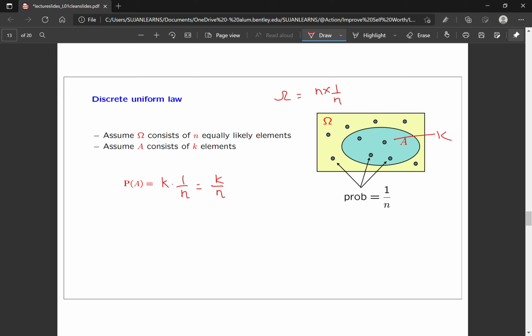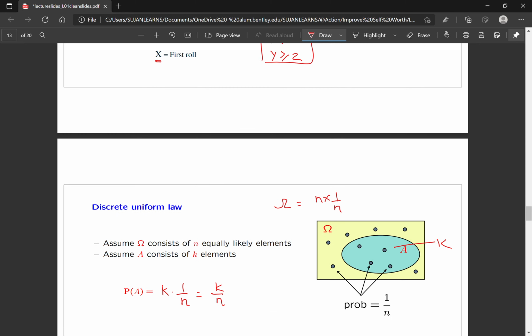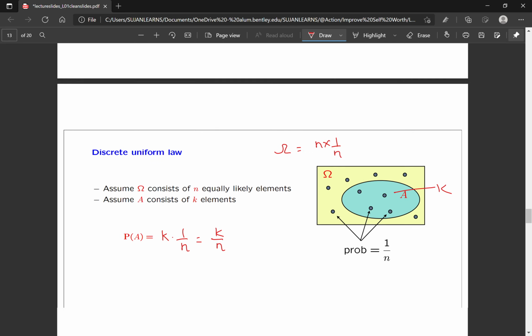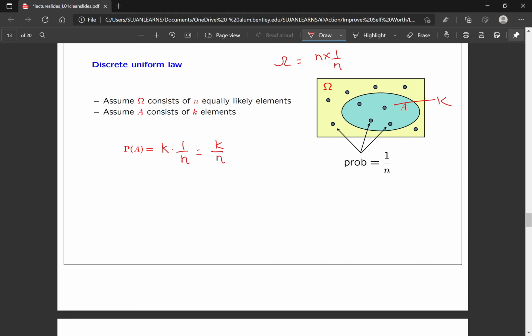Now let me quickly summarize what we discussed today. We discussed probability calculation for a discrete and finite example using a tetrahedral die, and we discussed discrete uniform law.